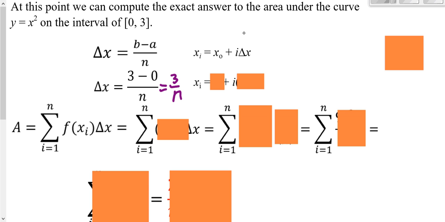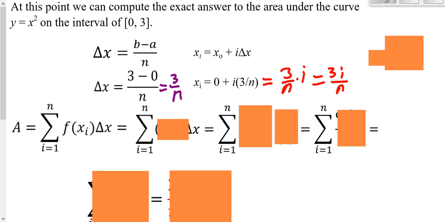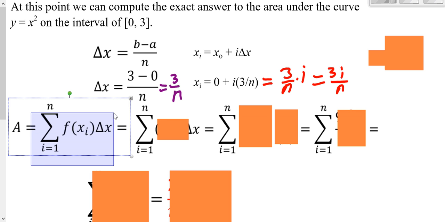Now, x sub i, what we have to put into our function, is always the beginning of your interval. So x sub 0 is the beginning of your interval, which for this problem is 0 because you're going from 0 to 3. And then i times delta x. Well, we just figured out delta x right here in purple. So we plug that in. Now, when you're looking at this, if you wanted, you could write it as either a 3 over n times an i, or you could write it as 3i over n. It would not make a difference. So we need to go ahead and use this, and then we'll have to take our limit of it.